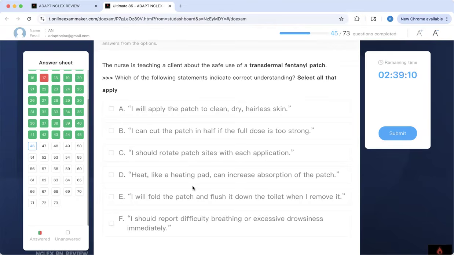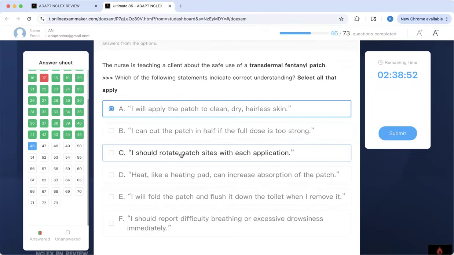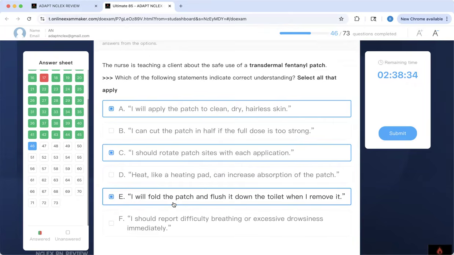What do you think? Pick your answer. Think about it as patch form. But at the same time, if you see something related to fentanyl, then pick it. Patch should be applied to clean, hairless skin. Don't cut the patch. You should rotate it. You should not apply any heating pad. You should fold it and flush it down the toilet when it's removed. And I should report difficulty breathing and excessive drowsiness immediately. These are the things you should do with the patch.